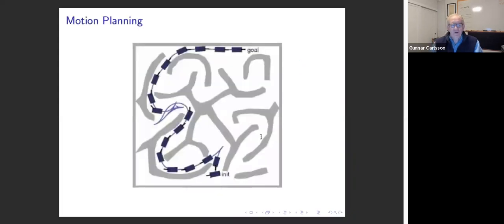So motion planning, this picture kind of shows what it's about. One starts out at an initial point. One wants to navigate a domain where there are lots of obstacles, and you get through to a goal at the end.